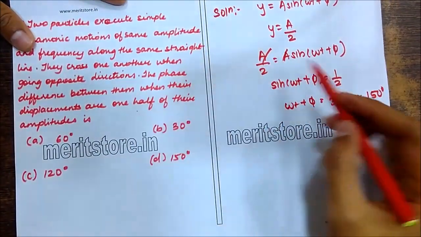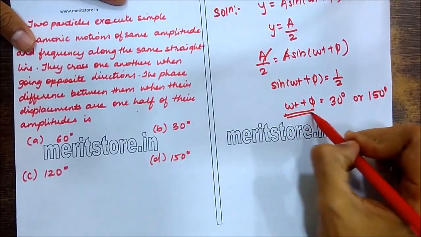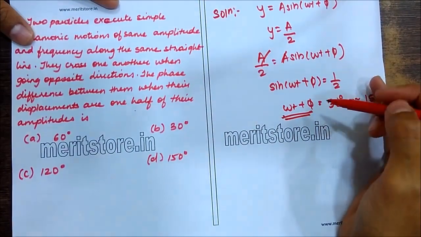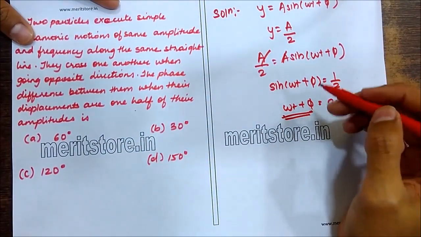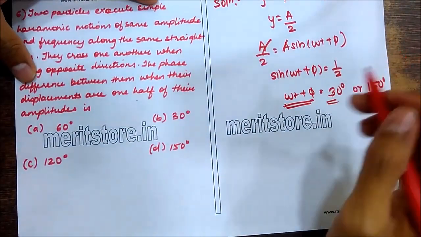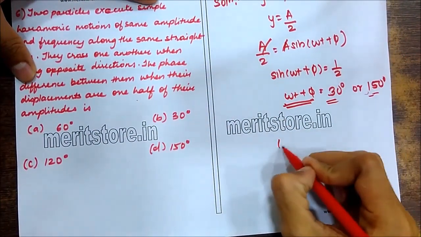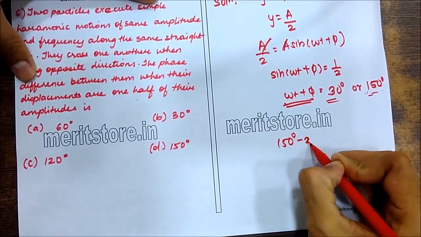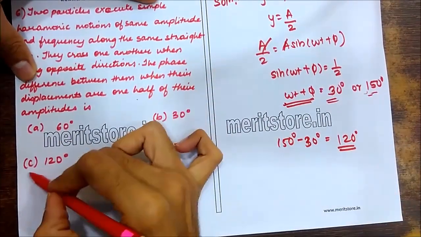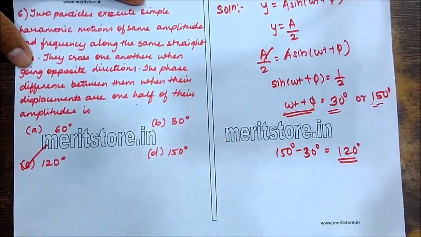Therefore ωt + ψ, for both the particles performing simple harmonic motion, can have two phases, that is 30 degrees and 150 degrees, when they are going in the opposite direction. So the phase difference between both of them will be 150 minus 30 degrees, that is 120 degrees. So your correct option is C, 120 degrees.